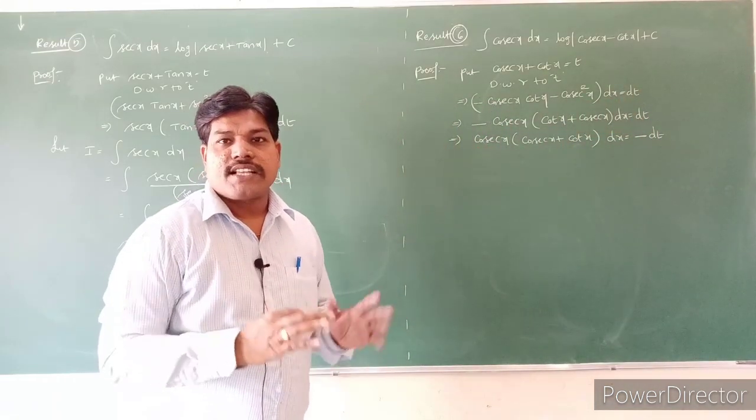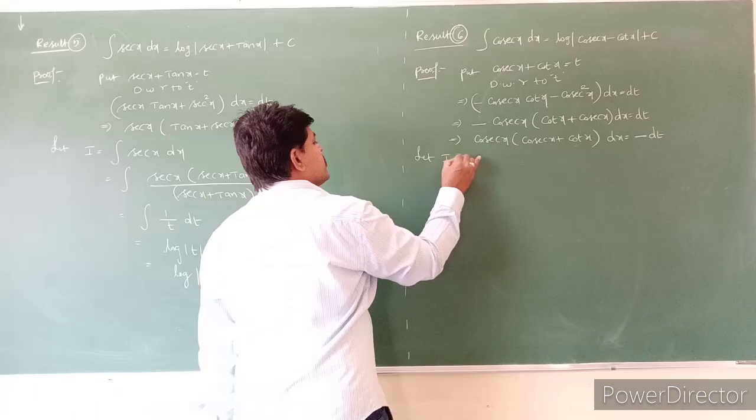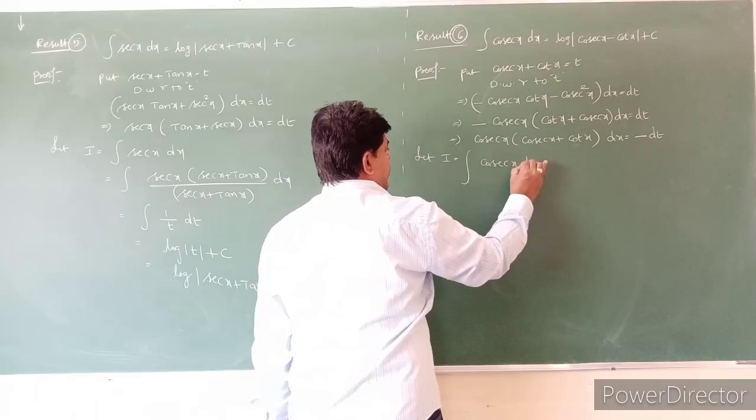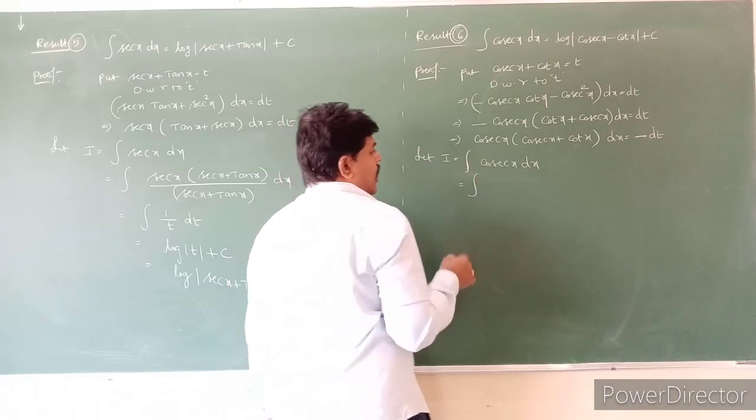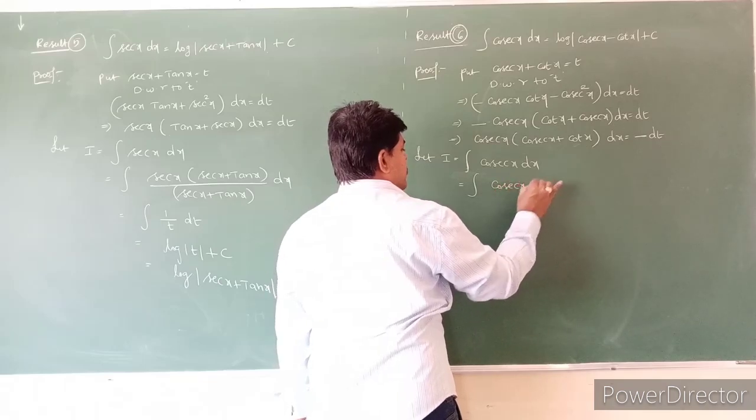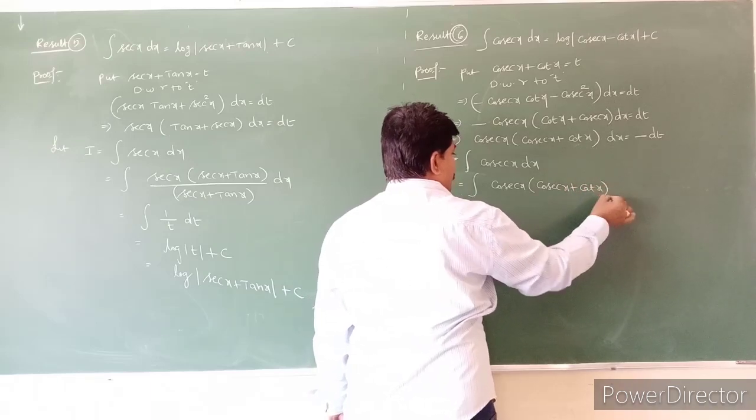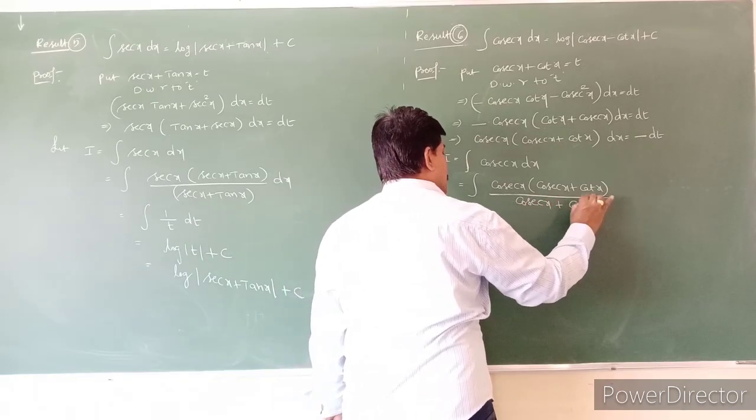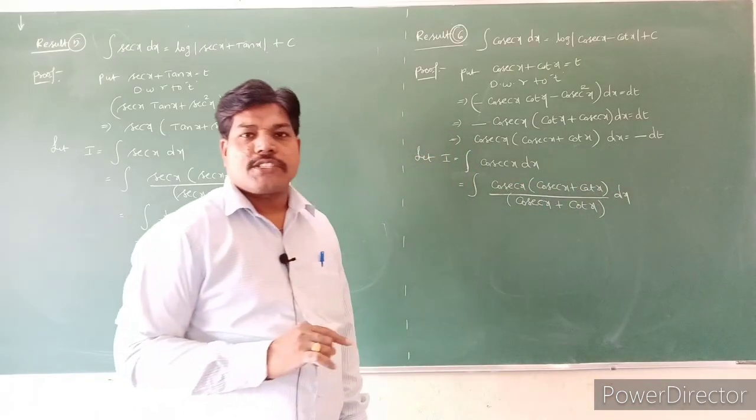So I will take the given function as I. Let I is equal to the integral of cosecant x into dx. In the same manner, I will multiply and divide it with cosecant x plus cot x. So cosecant x into cosecant x plus cot x by cosecant x plus cot x into dx.